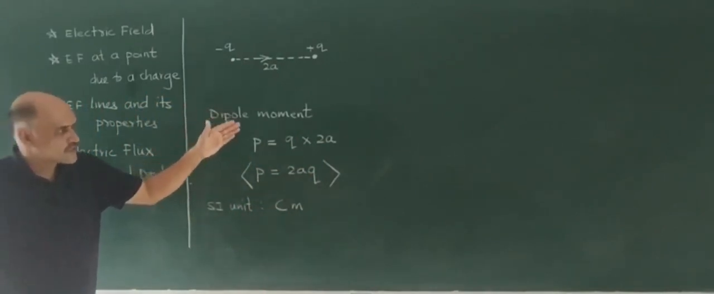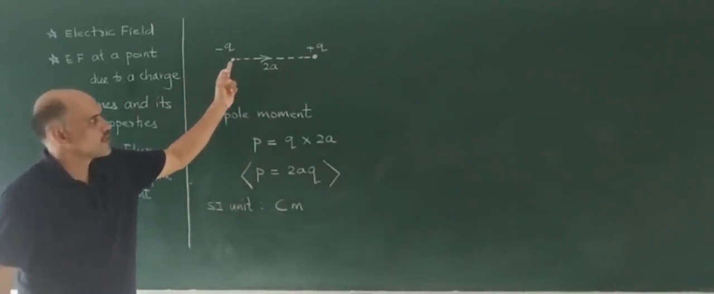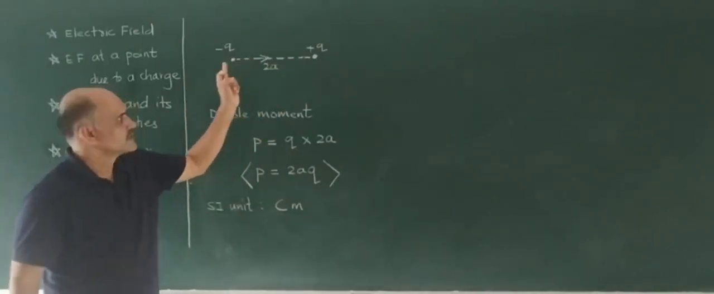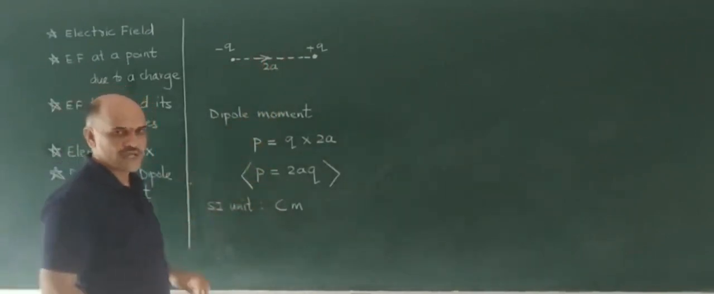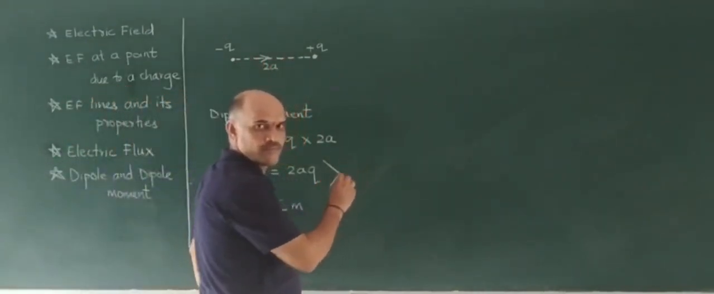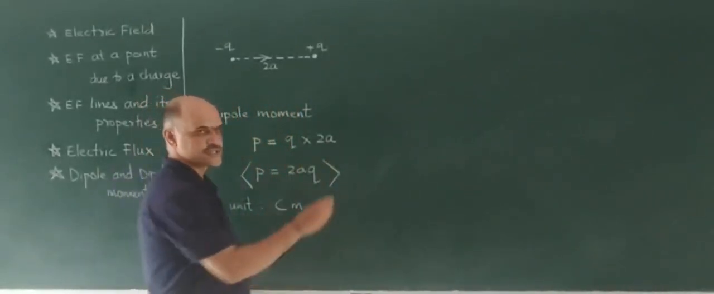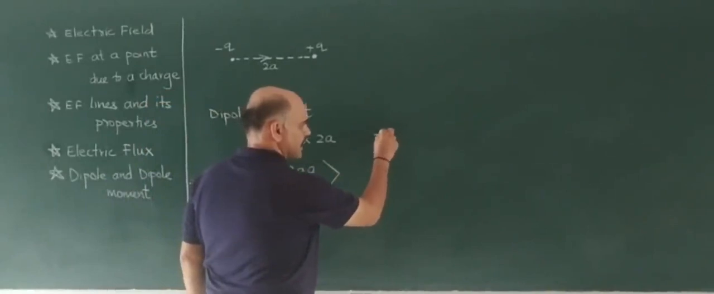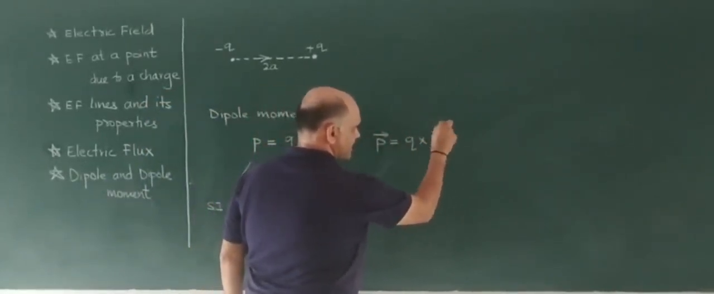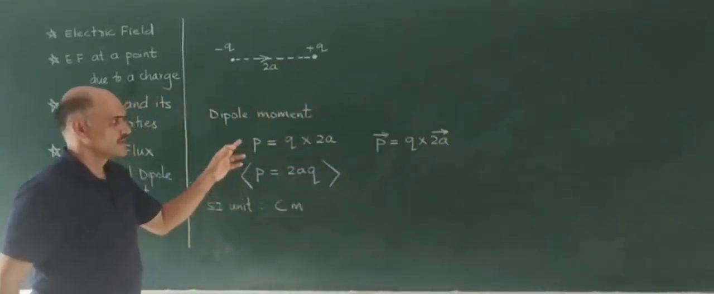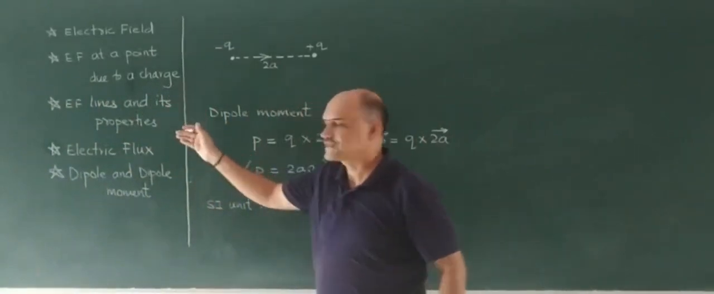Dipole moment is also a vector quantity and its direction is taken along the dipole axis, from negative to positive. So if you write the vector form, you will have P vector equal to q into 2a. This is the vector form of dipole moment. So these are a few concepts which are just easy.